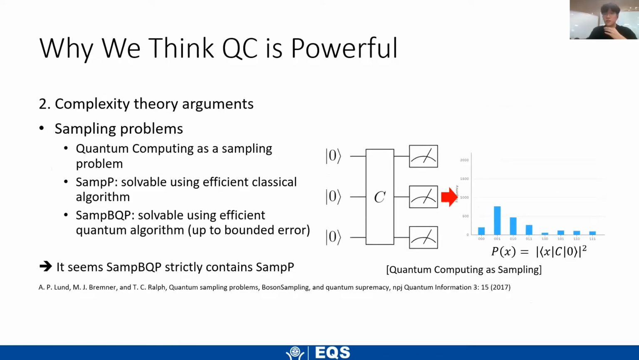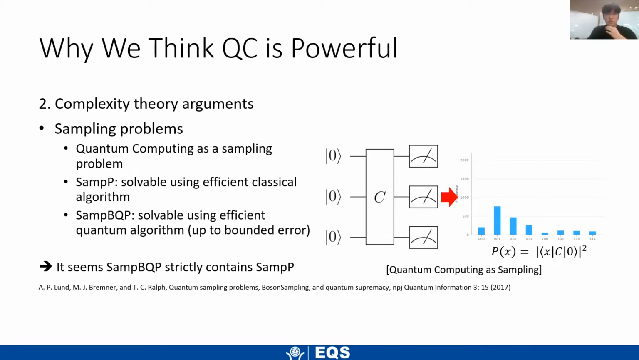And we also have some complexity theory arguments. If we think about how quantum computing is done, we first prepare an initial state, then we evolve it using some unitary operations, and then eventually we measure the state. And the measurement results follow some probability distribution, which is determined by the circuit and also the measurement basis, or basically how we measure the state.